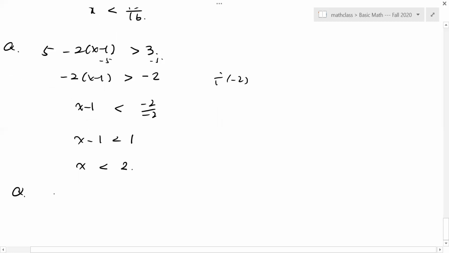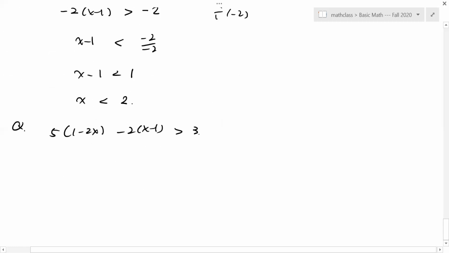Okay. So our next problem is 5 minus 2 times (x minus 1) minus 2 times (5x plus 1) greater than 3. Okay, so now the expression on the left-hand side will be complicated. So we should simplify the expression on the left-hand side first. Multiply this out. Negative 2 times x is negative 2x. Negative 2 times negative is positive. So you write down the expression without the parentheses.